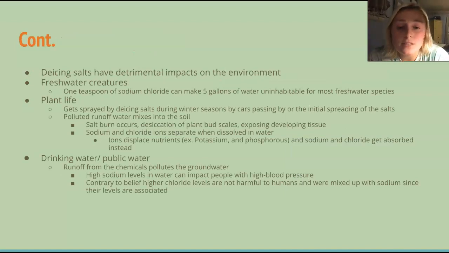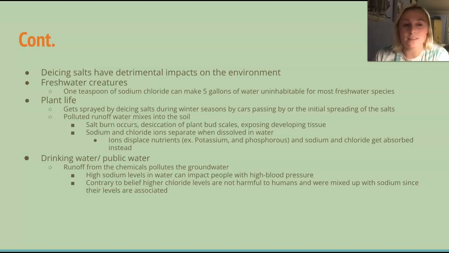And these salts have detrimental impacts on the environment because freshwater creatures, for example, when the salt gets washed down and pollutes the groundwater or the freshwater ponds and lakes, from like rain rinsing it down, the fish will have an issue because they live in a freshwater environment, and so there are low salt concentrations both inside the fish and in their environment.